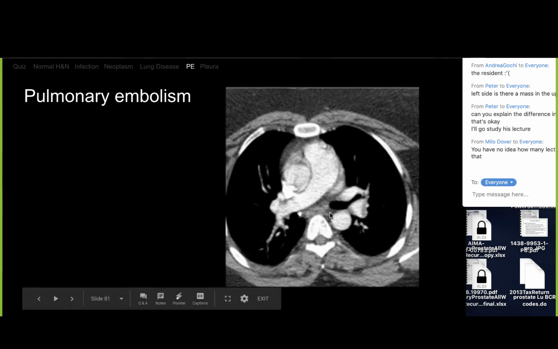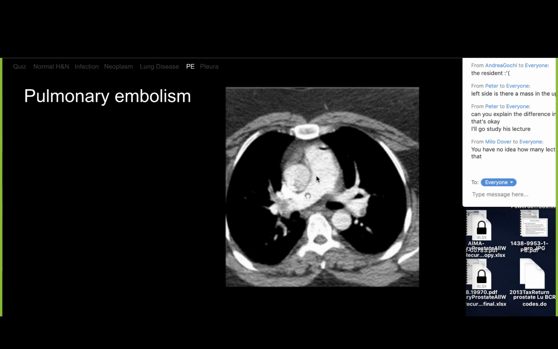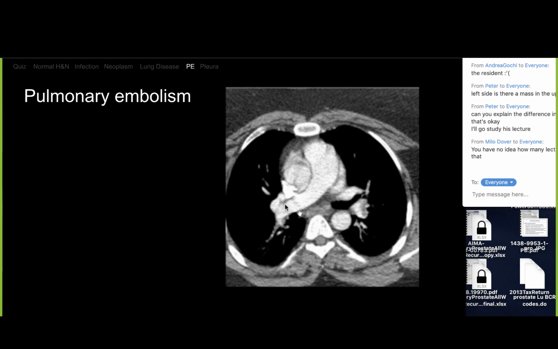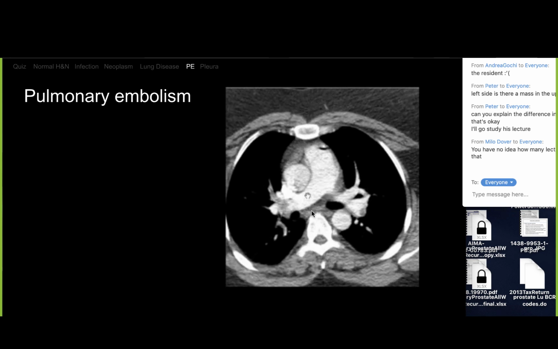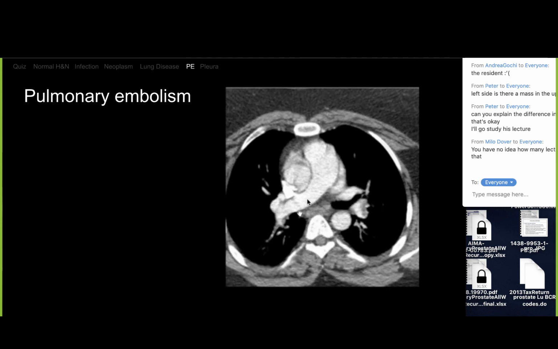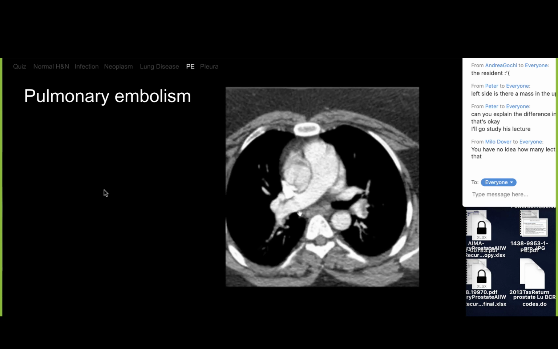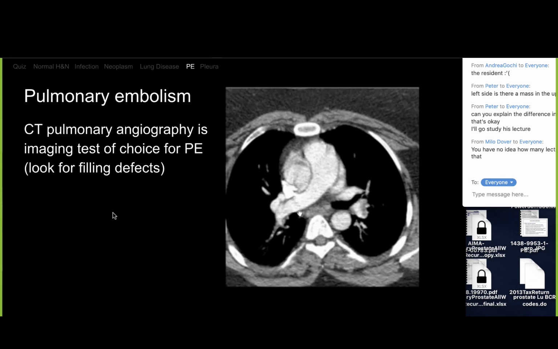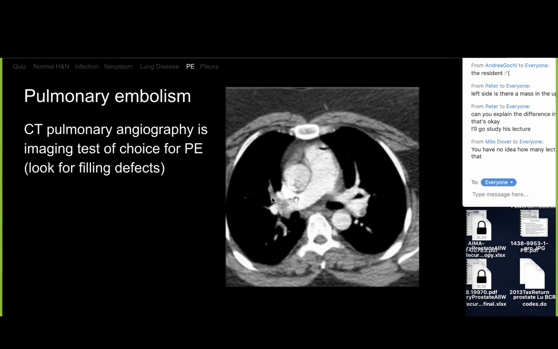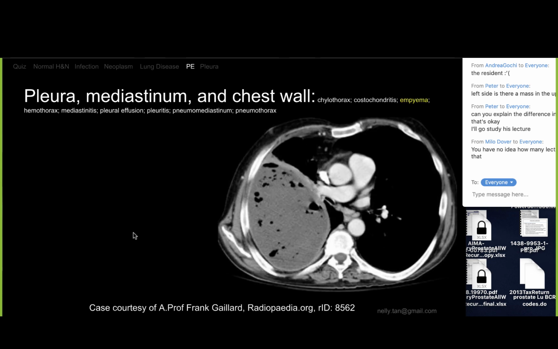So here's an example of a PE. Here's your main pulmonary artery, right and left. And then there's a clot there. Here's one clot, and here's a little filling defect. That's a CT-PE protocol. It's the angiogram. You look for filling defects.